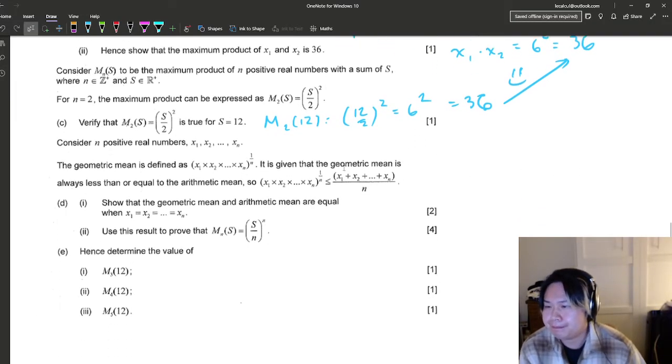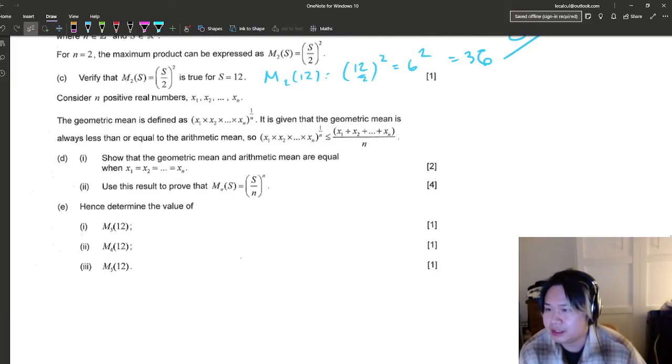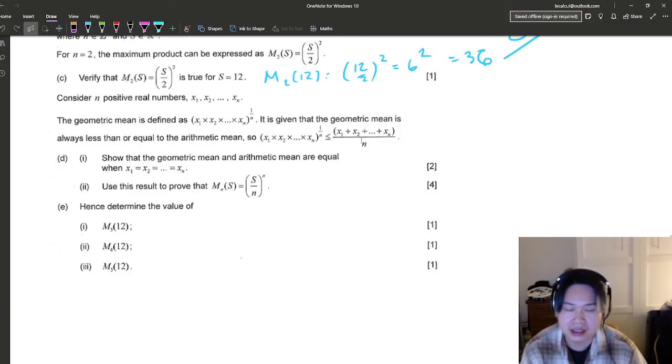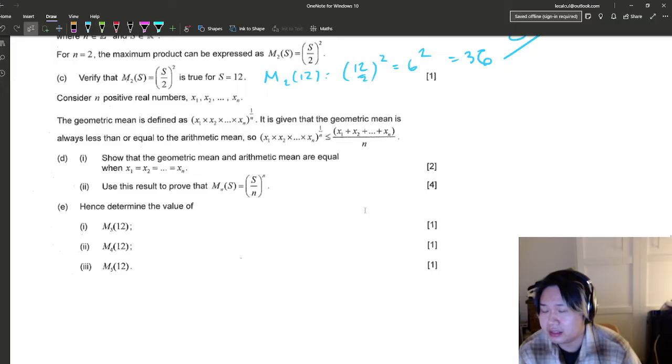Okay. Consider n positive real numbers. So here's the geometric mean, and this is a famous inequality. The geometric mean is always less than or equal to the arithmetic mean. And now we need to show that they are equal if all of the numbers are equal. So that's easy enough to do.